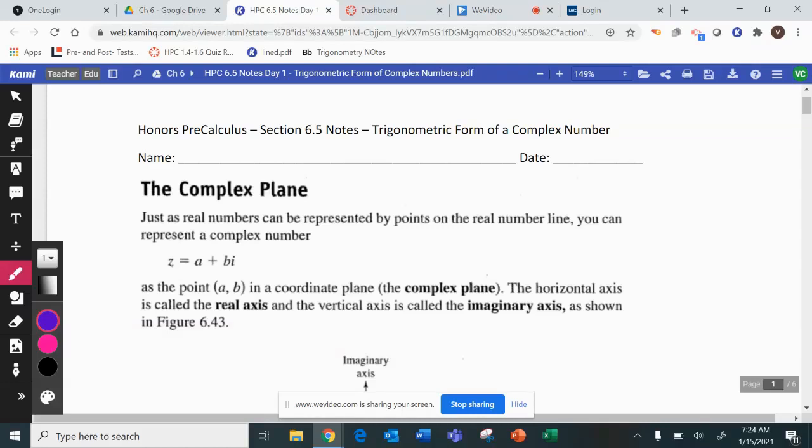Hello, Honors Pre-Calculus. Today we are starting section 6.5. We're only doing part of it. And the part that we're going to start talking about is the complex plane.